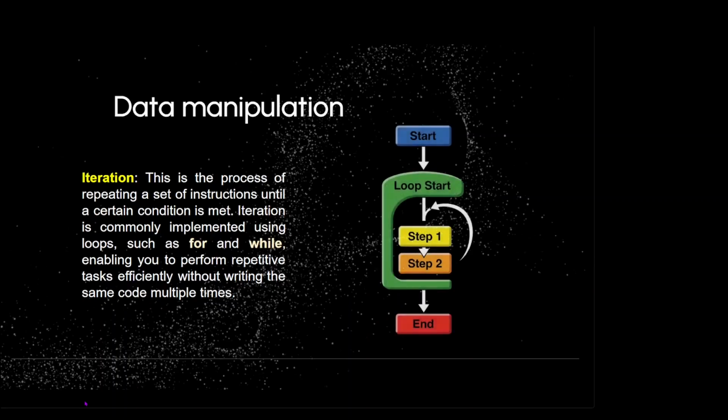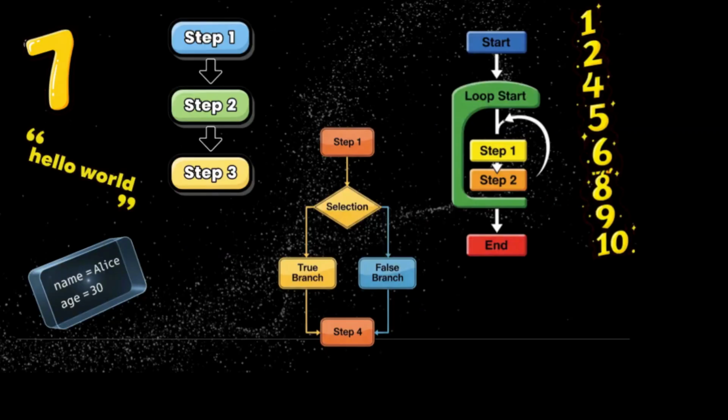Iteration. This is the process of repeating a set of instructions until a certain condition is met. Iteration is commonly implemented using loops such as for and while, enabling you to perform repetitive tasks efficiently without writing the same code multiple times.